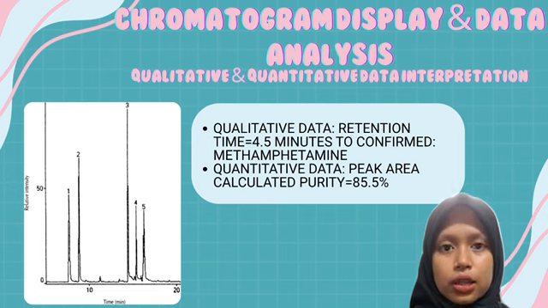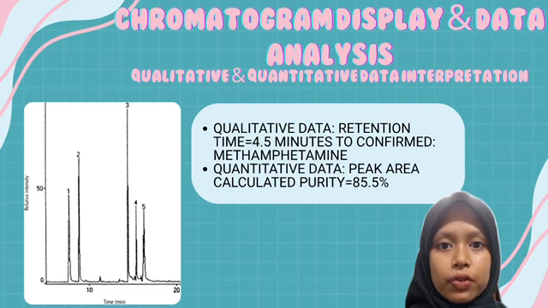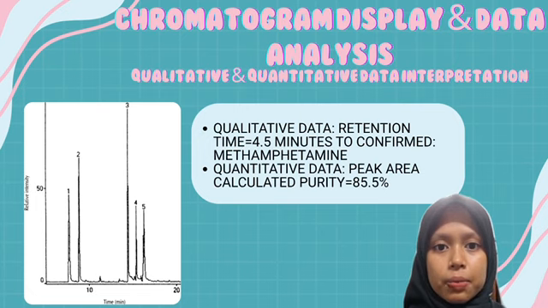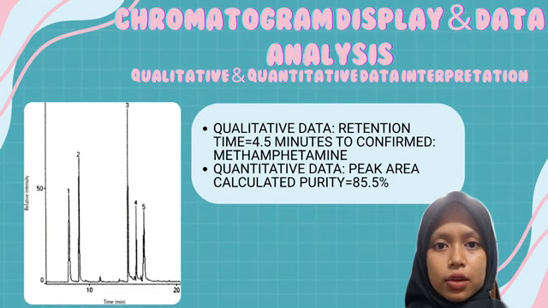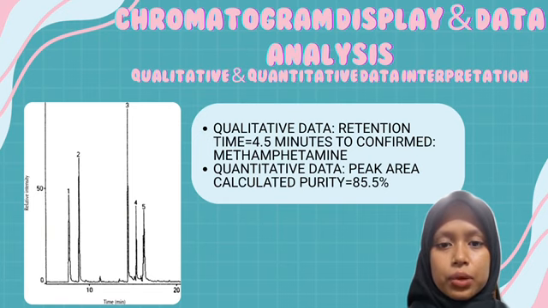First is the qualitative data. By looking at the retention time, the sample produced a sharp peak at 4.50 minutes, which perfectly matches the standard profile for methamphetamine. Second is the quantitative data. By taking the peak area and calculating it against our previous calibration curve, we can officially confirm that the percentage of this illicit drug is 85.5%, with a minor standard deviation of plus minus 0.5%. This solid analytical data is now ready to be used as concrete evidence in a court of law.